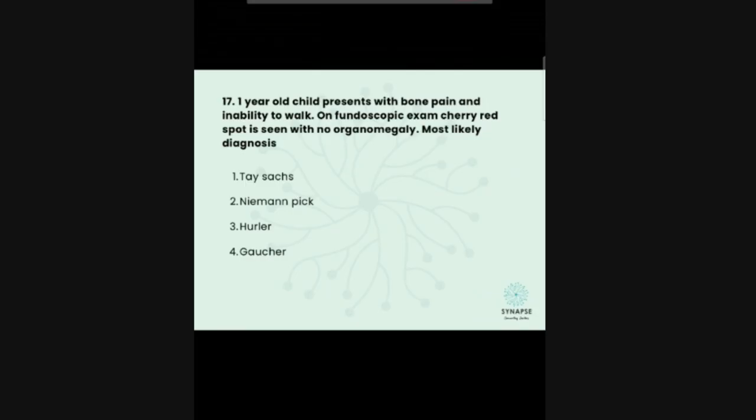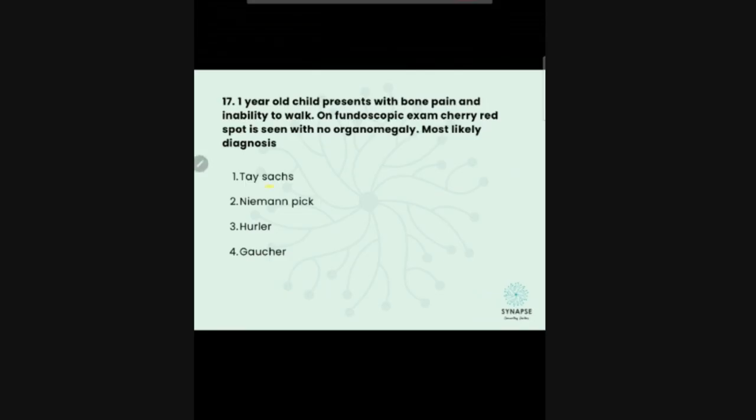Tay-Sachs, Niemann-Pick, Hurler, Gaucher. In Niemann-Pick, you will have splenomegaly, no doubt. Sphingomyelinase deficiency, a lysosomal storage disease. Hurler is a mucopolysaccharidosis. Mucopolysaccharidosis obviously will have organomegaly, hepatosplenomegaly. Gaucher, the major clinical examination finding is hepatosplenomegaly.